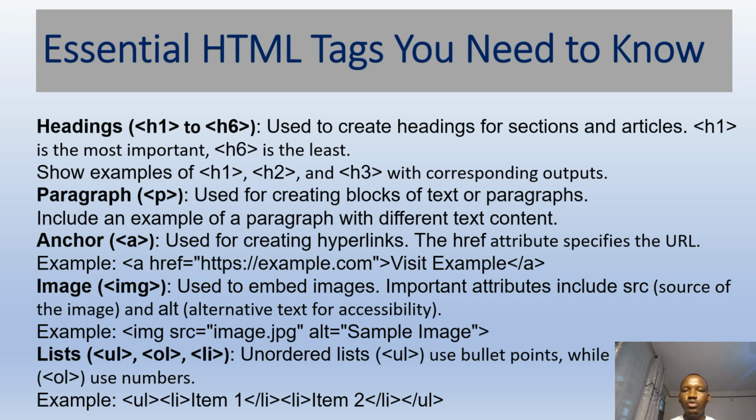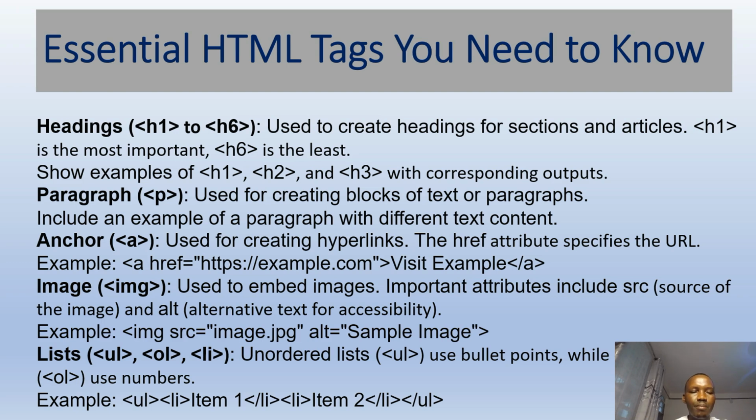These are used to create headings for sections and articles. Heading 1 is the most important, and heading 6 is the least. For these headings we have an opening tag and also a closing tag. The other thing is the paragraph tag, used for creating blocks of text or paragraphs. We'll include an example as we write out.